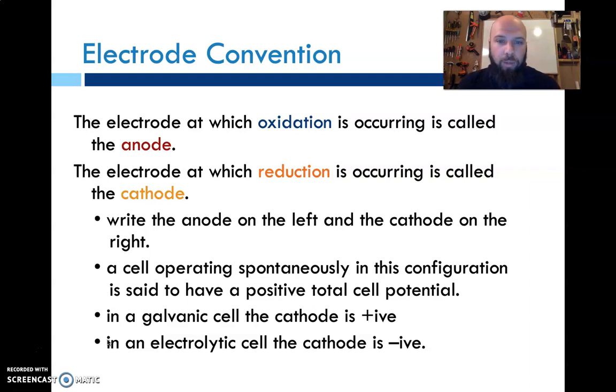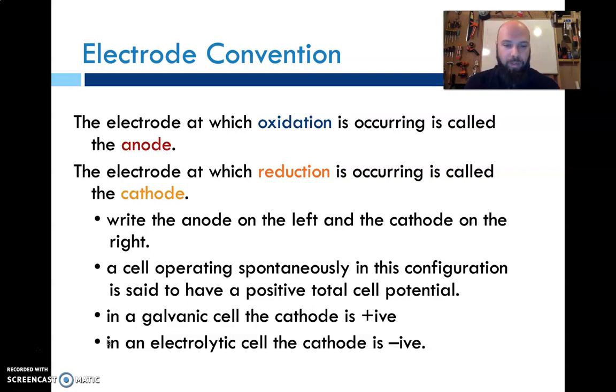The electrode at which oxidation is occurring is called the anode, and reduction is called the cathode. In general, for cell notation, you write the anode on the left and the cathode on the right. A cell operating spontaneously in this configuration is said to have a positive total cell potential.